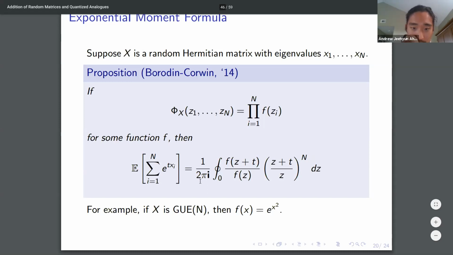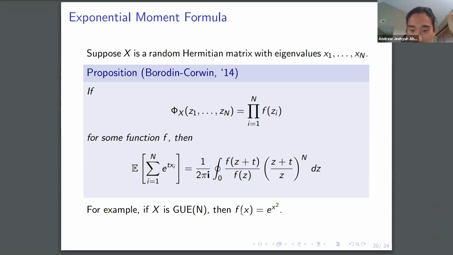Okay, so it's just some simple formula which is just in terms of this phi x through the f's, little f's. So for example, we had if x is GUE, then f of x is e to the x squared. So this gives you a formula for the exponential moments of the GUE. More generally, this is not the structure that you'll see for these additive random matrix models. So you need something more in order to study these additive random matrix models.